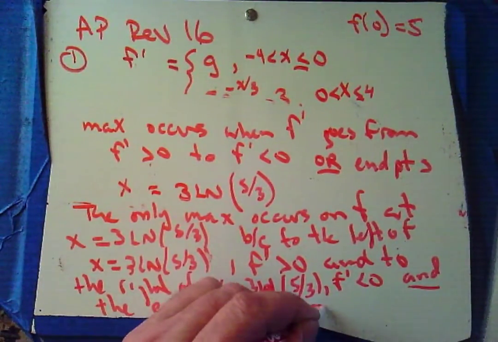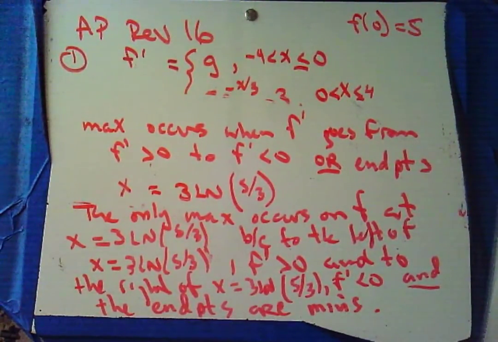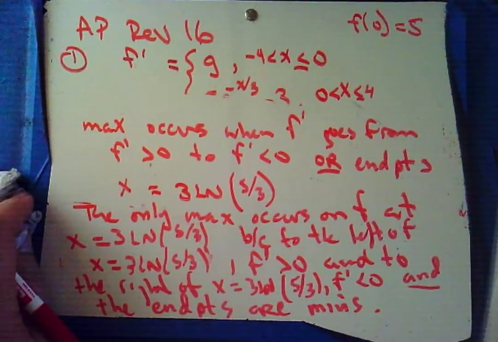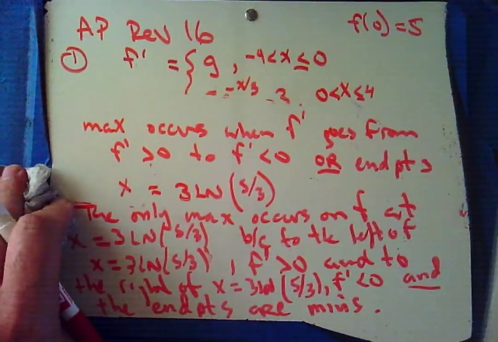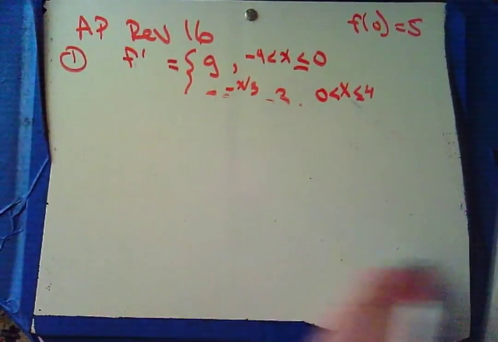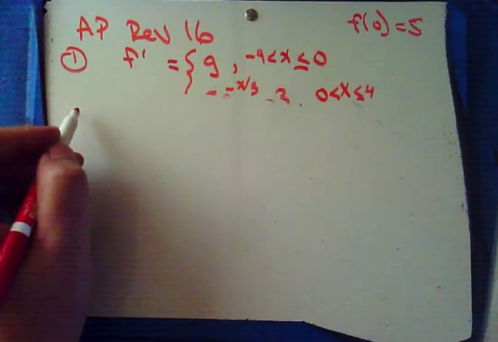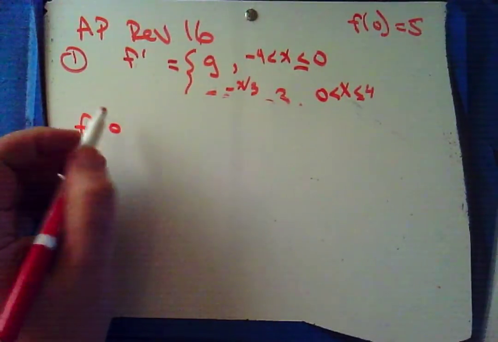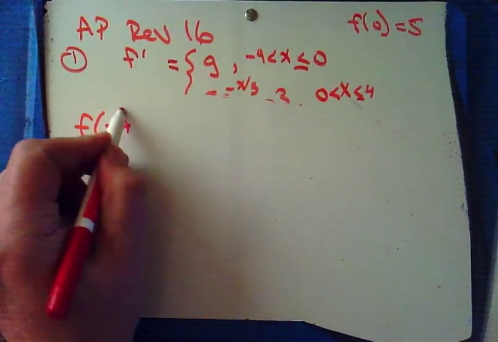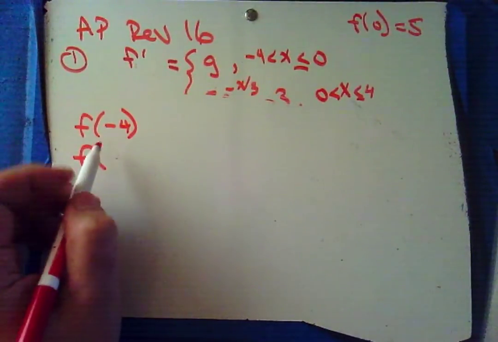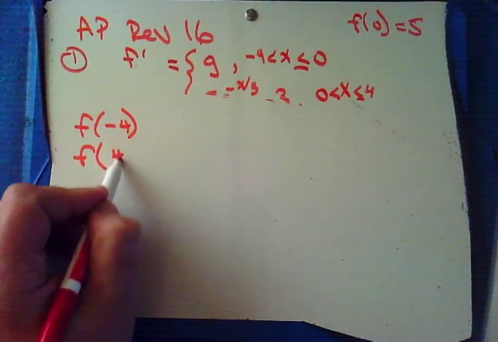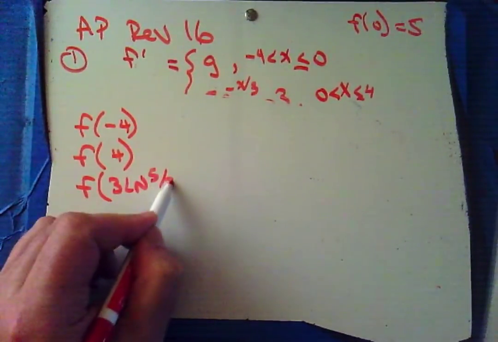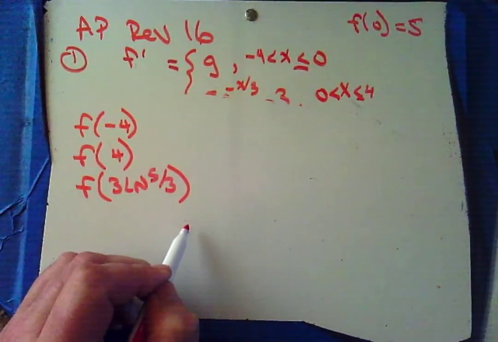are mins. Okay, so that's one approach to the problem, where we say we don't have to worry about the endpoints and we just justify the maximum. We might also want, and certainly these days I think it's a sure bet that we're going to be put in a situation where we need to do f of negative 4, f of 4, as well as f of 3 ln of 5/3, and where we actually have to compute these.